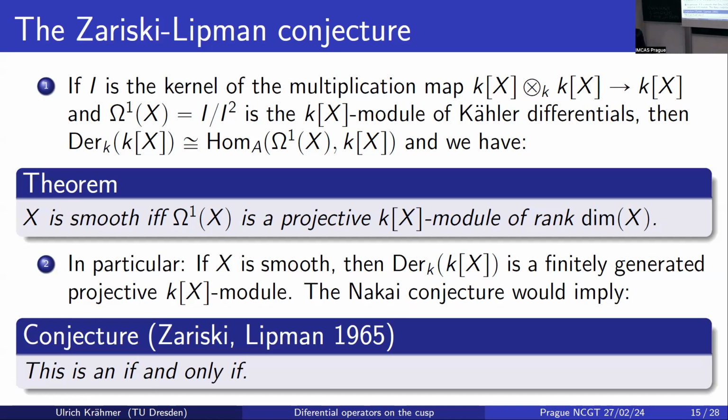So again, characteristic 0, give me an affine variety, take the coordinate ring, take the tangent bundle, ask whether it's locally trivial. And the conjecture is that's the case if and only if my variety has no singularities. And the Nakai conjecture would actually imply the Zariski-Lipman conjecture. So that's also known. And it's not too hard to show.